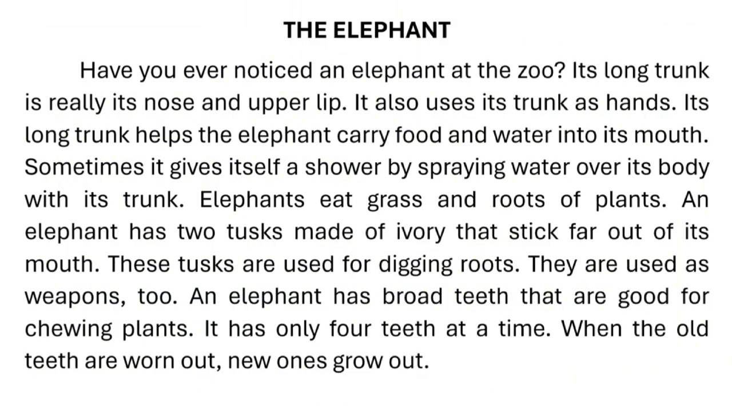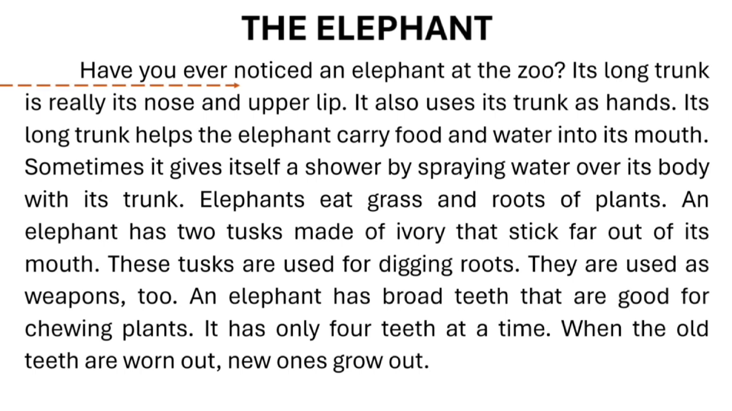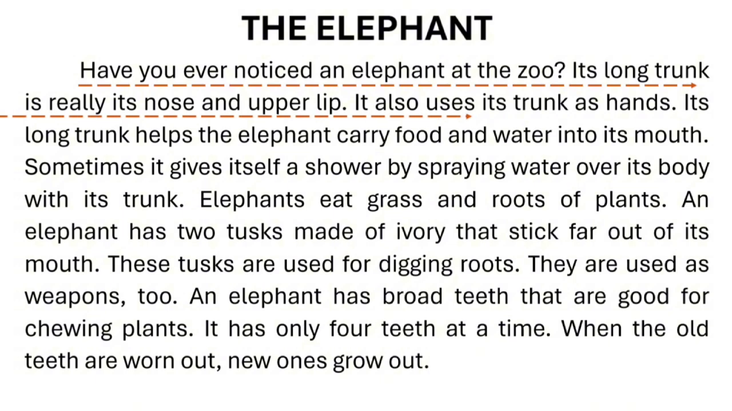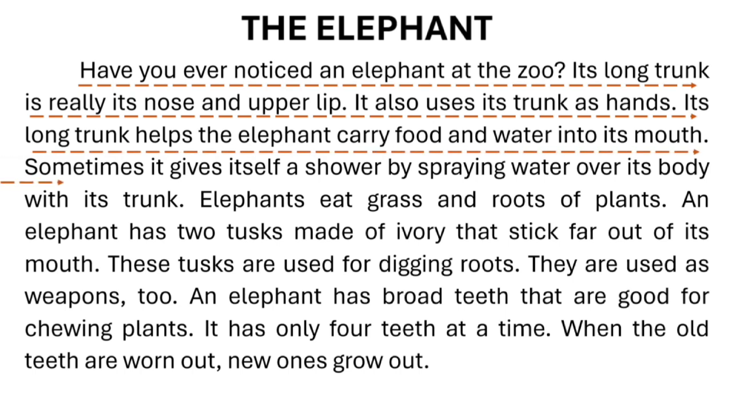Third selection. The elephant. Have you ever noticed an elephant at the zoo? Its long trunk is really its nose and upper lip. It also uses its trunk as hands. Its long trunk helps the elephant carry food and water into its mouth. Sometimes it gives itself a shower by spraying water over its body with its trunk.